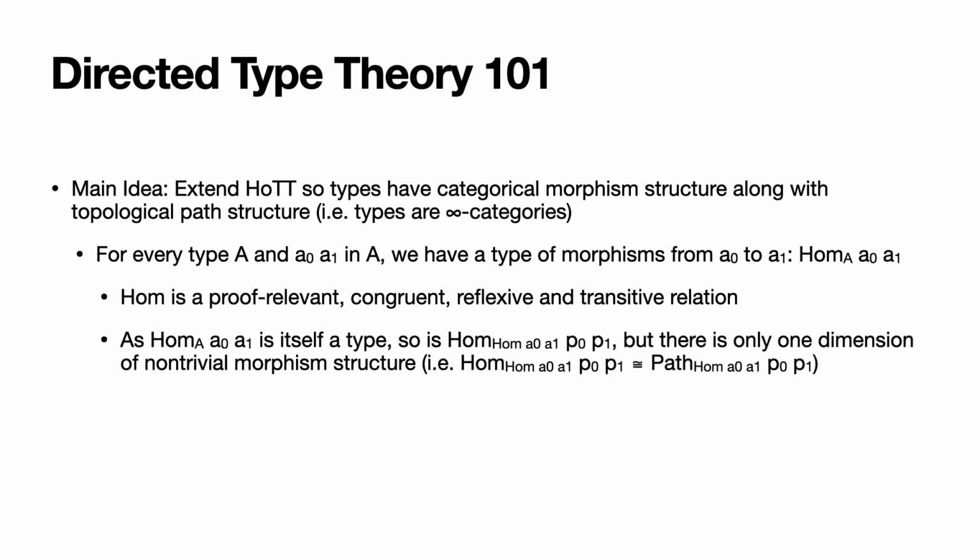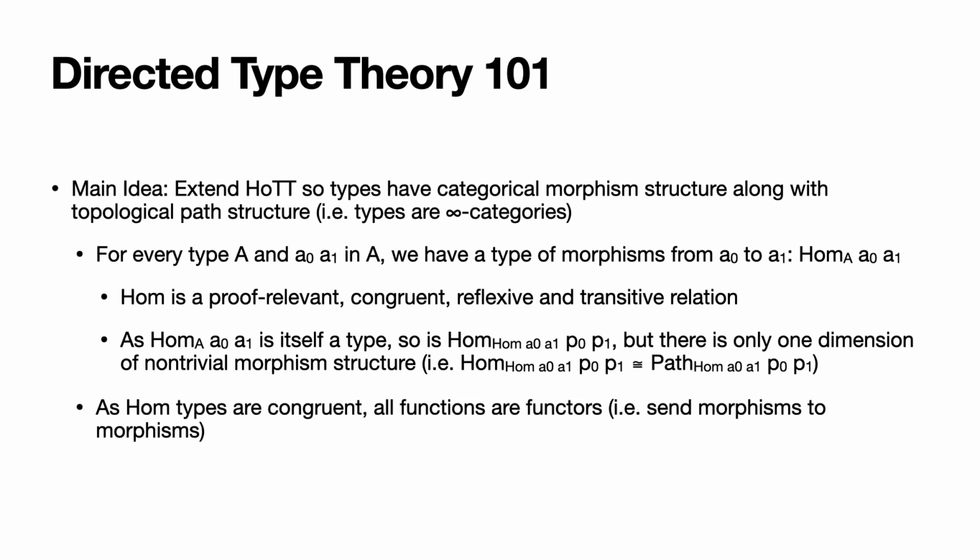And as before, Hom is also a type, the Hom types. And so we can talk about morphisms in a morphism type. But one thing to notice is that in this case, there's only one dimension of non-trivial morphism structure. So when we look at the Hom type of a Hom type, it's equivalent to the path type of the Hom type. And also, as Hom types are congruent, this enforces that all functions are functors. So they not only send points to points, but they send morphisms to morphisms.